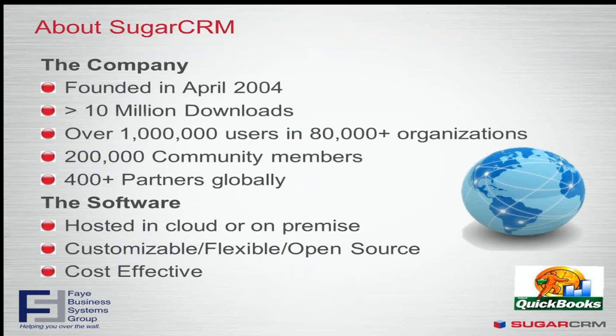Some of you may know about Sugar. Some of you may not know about Sugar. Sugar has been around for about 8 years. It is the fastest-growing CRM software company in the world. There are over 1 million users of the software in 80,000 or more companies around the globe. There's 400 partners like us. There's a lot of different versions of Sugar out there. There's actually a free version called the Community Edition, and then beyond that, there's 4 other versions of Sugar.